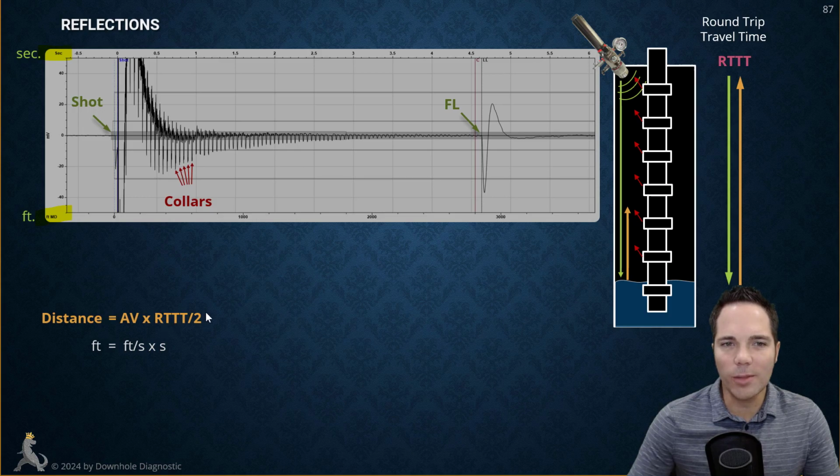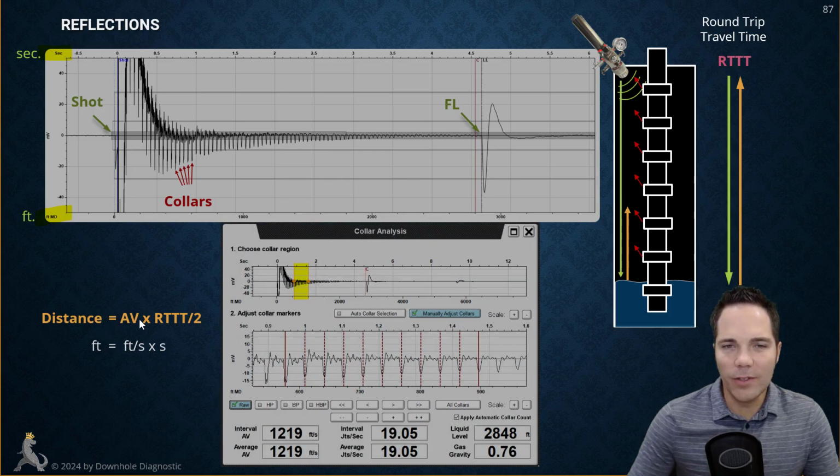Now, why do we divide the round trip travel time by 2? In order to calculate the distance to the fluid level, that pressure pulse has to go down, hit the fluid level, and come back. So it's traveling twice as much as the distance to the fluid level. Let's say the fluid level is 100 feet down: it has to go 100 feet down and then 100 feet back. But we just want to know how far it is from surface, so we divide by 2 to account for the fact that it travels twice the distance. This is how we calculate the distance to the fluid level. The primary way of calculating the acoustic velocity is done automatically in the software.